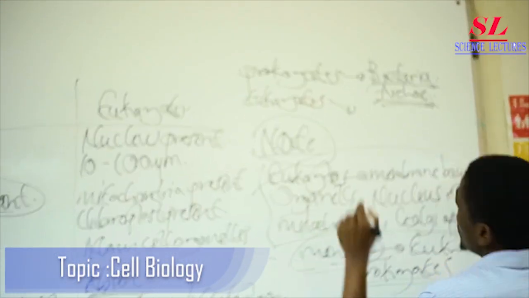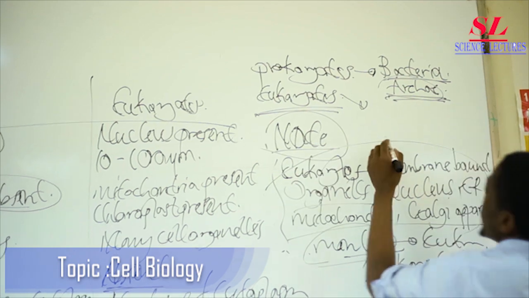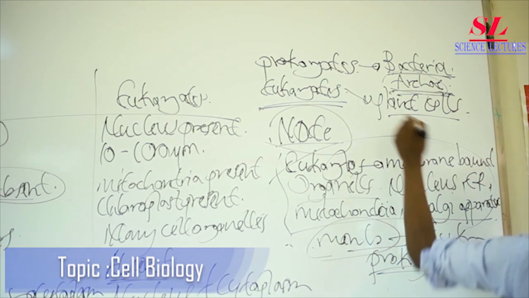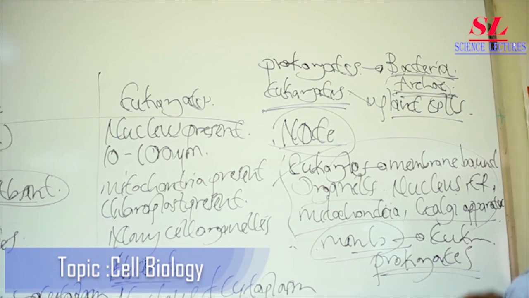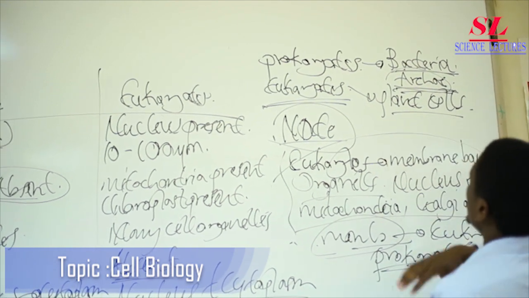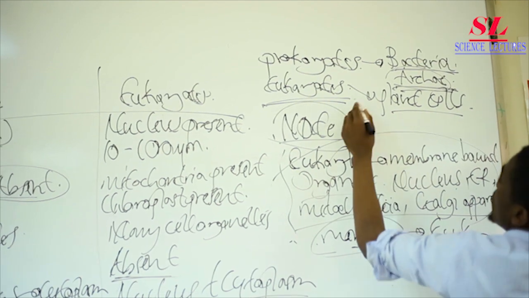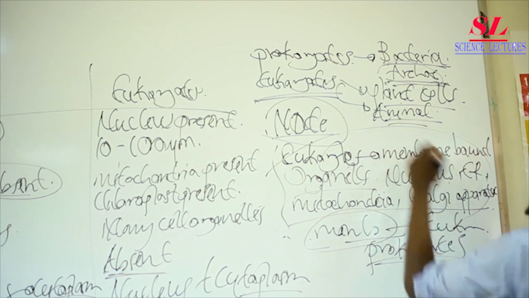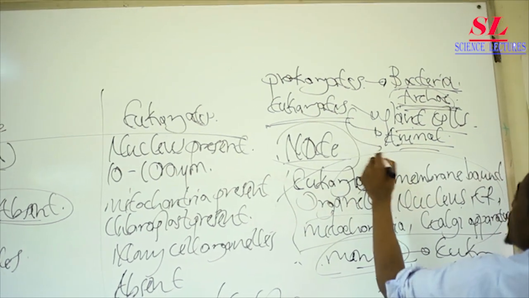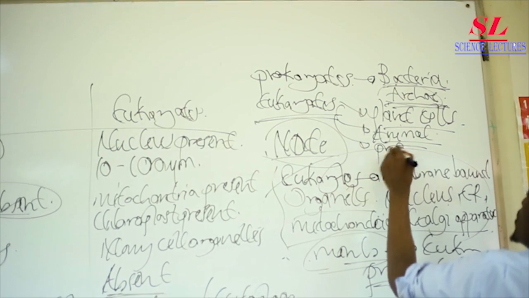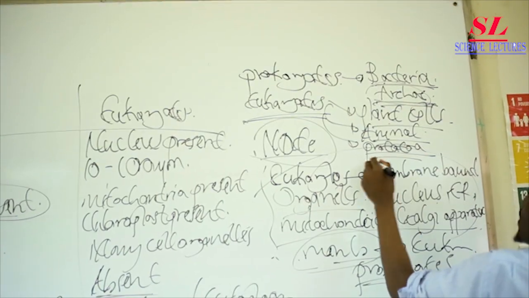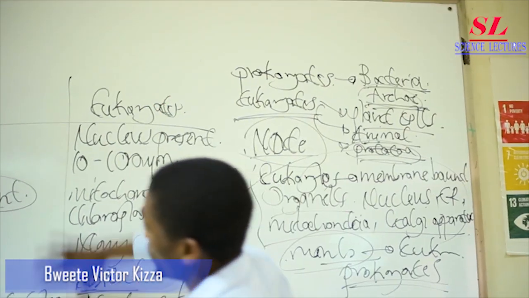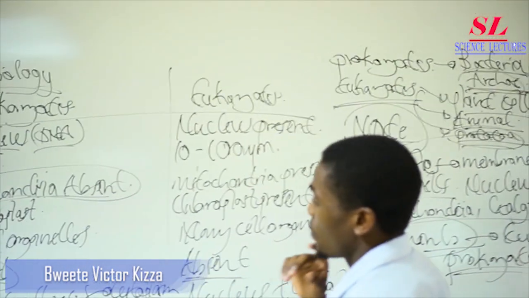Then for eukaryotes, examples we can have plant cells, which can include the xylem cells, the steroids, and even other types of cells. Then also animal cells, other animal cells can be part of the eukaryotes. Then also cells like protozoa are also part of the examples of the eukaryotic cell. So these are the basic differences between the prokaryotes and eukaryotes.